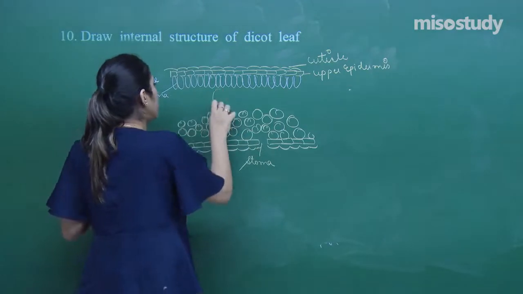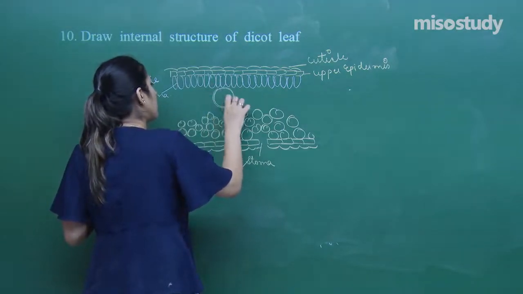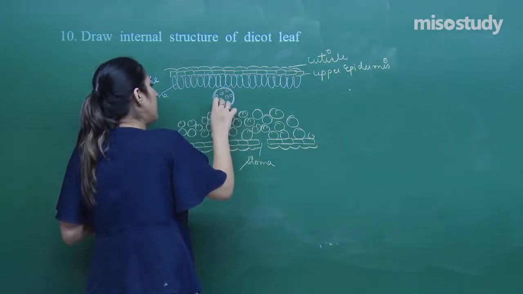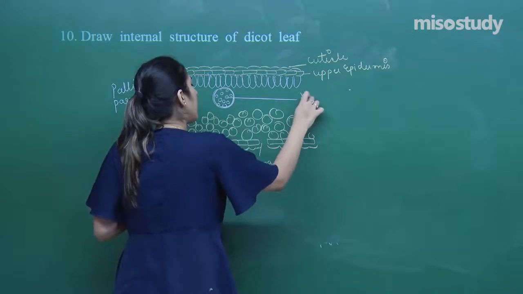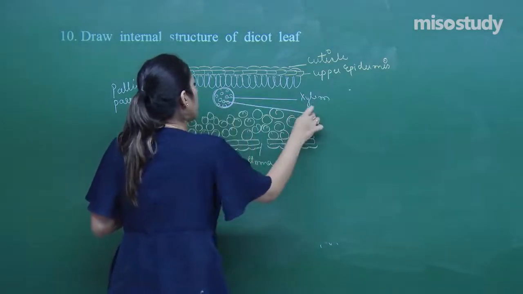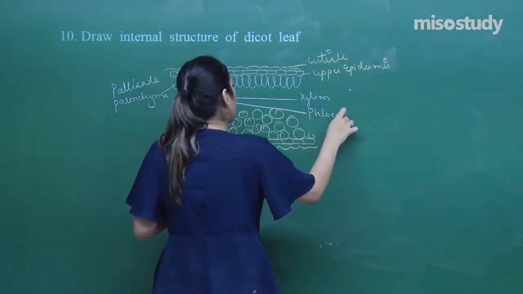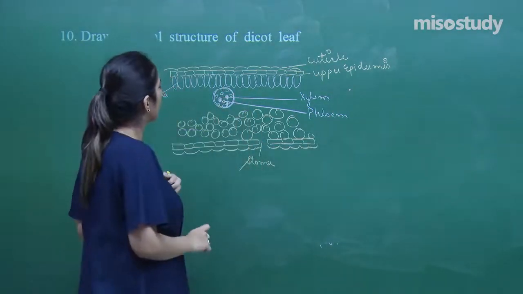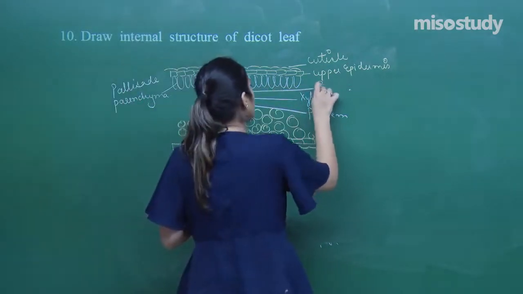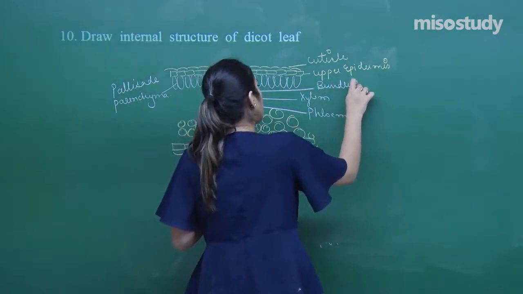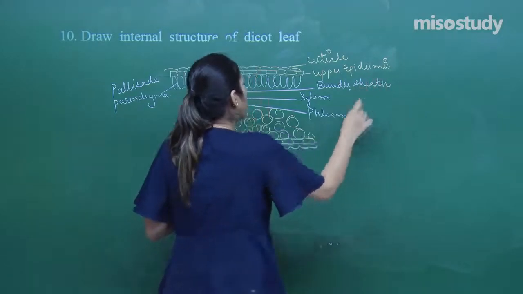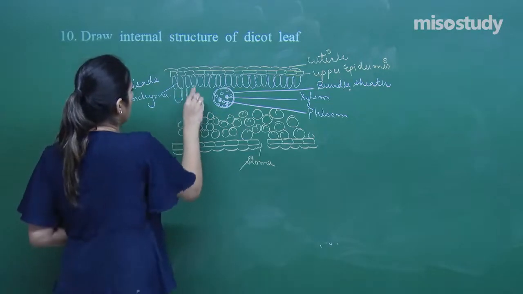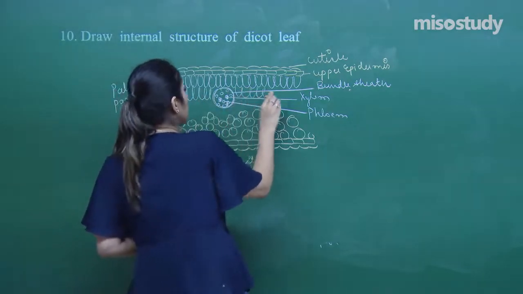The bundle sheath is present like this. In this, different cells are present, some are xylem and phloem. This is called xylem. This is called phloem. This is called the bundle sheath. This is the palisade parenchyma. Parenchyma cells are arranged like this.